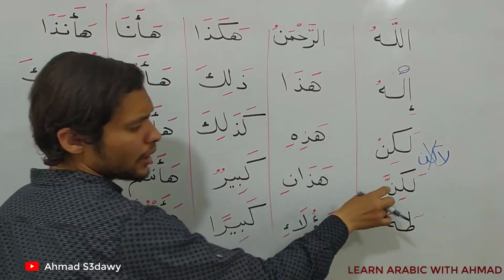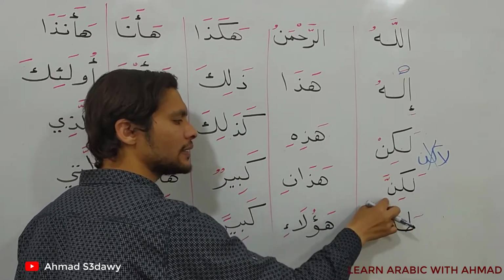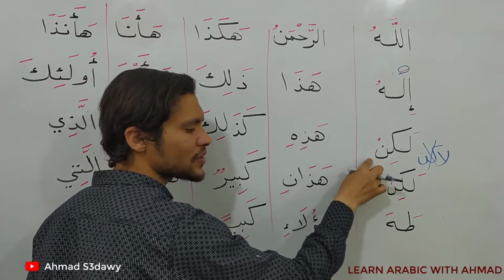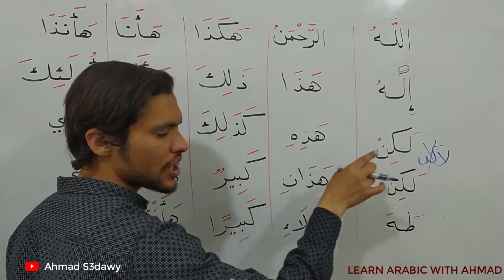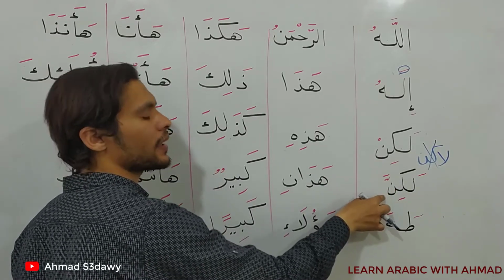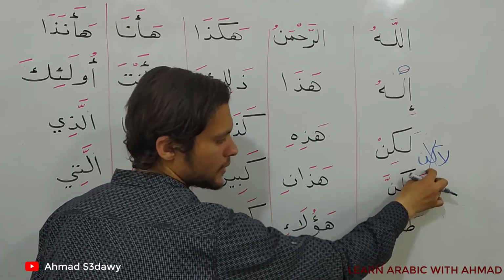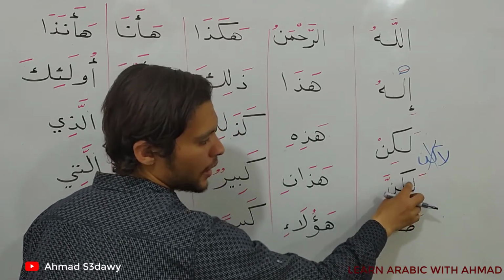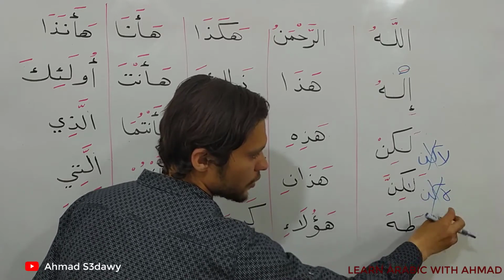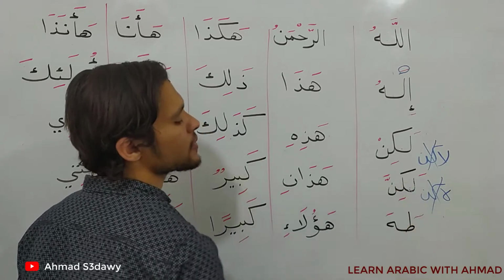This is wrong. Here, lakinna. It's just like lakin, but here the nun has sukun, and here the nun has shadda with fatha. Here you say lakin. Here you say lakinna. So of course there is a long vowel here with alif to lengthen the sound of the fatha, and we don't write it this way again. No, it's lakinna. You pronounce the alif without writing it.